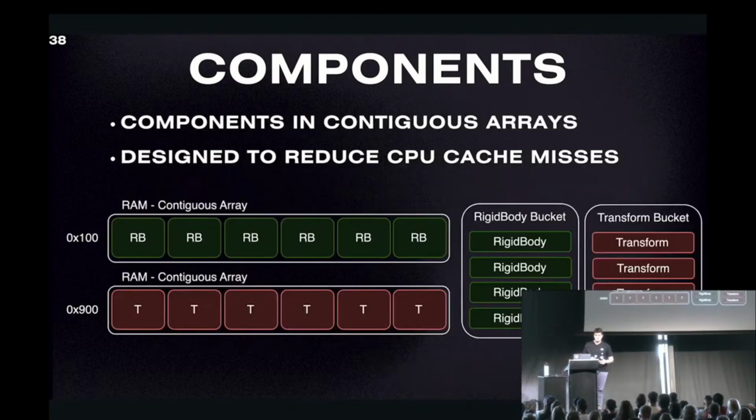And these are stored in a contiguous array. So this is designed to reduce CPU cache misses. Essentially, each component is stored in a bucket, for example, a rigid body bucket or a transform bucket. And anytime you want to iterate over these components, you grab the whole bucket and it's stored in your CPU cache. This means that if I want to iterate over my entities with rigid bodies, I don't have to search in the RAM every single time I want to grab a rigid body, as it's all stored there in the CPU cache once you grab that first rigid body.